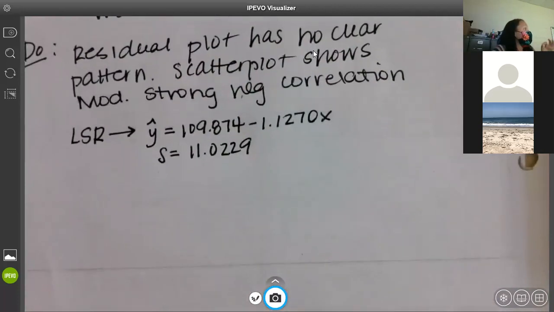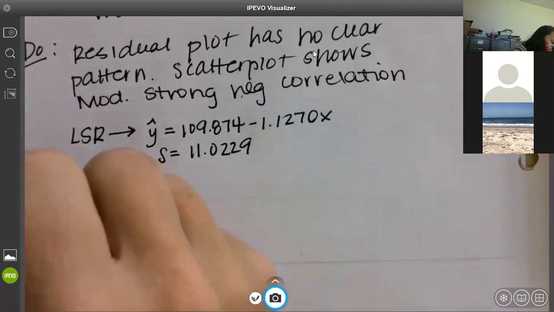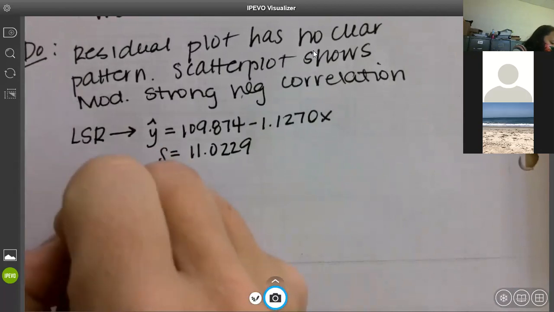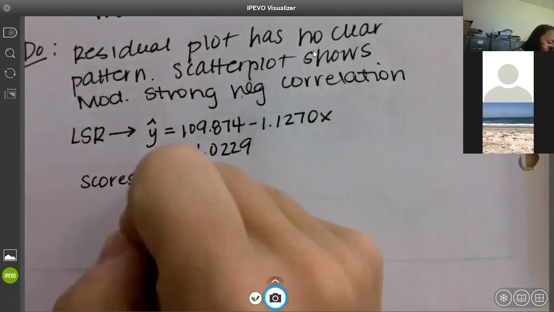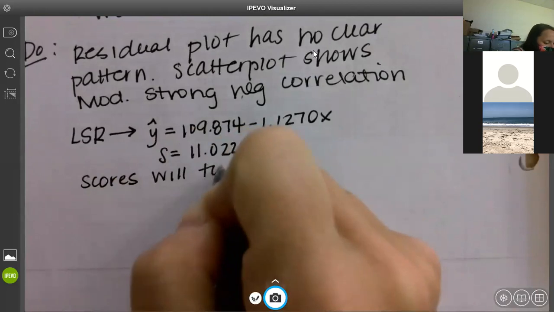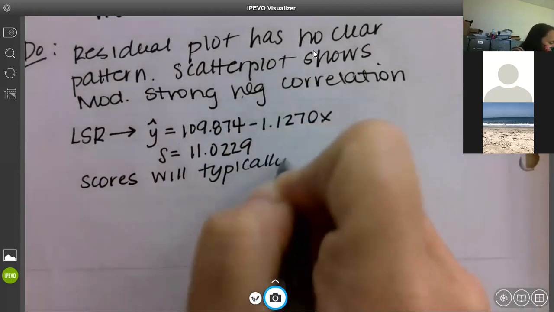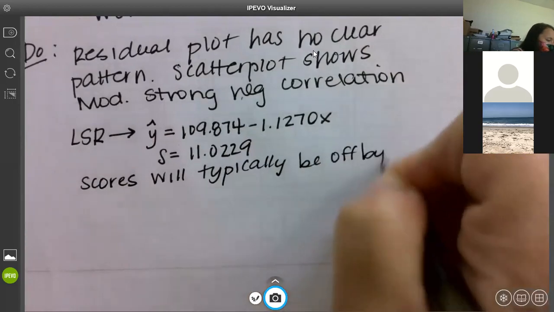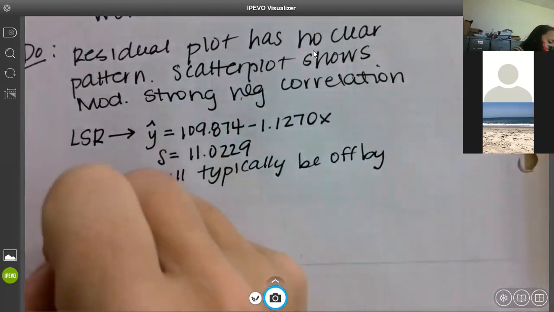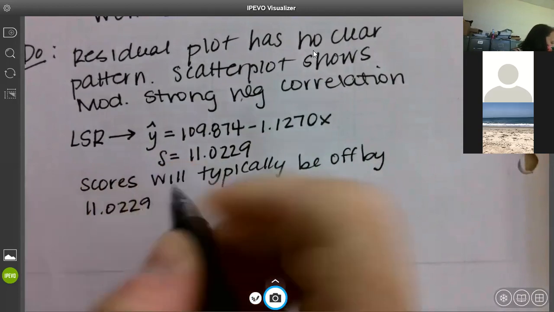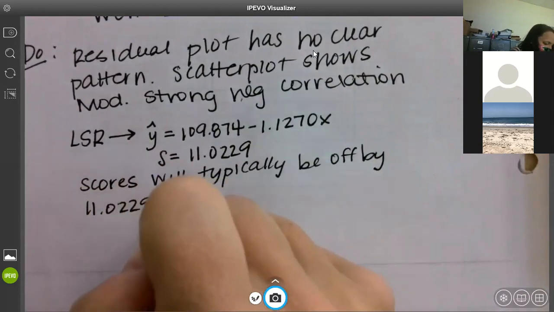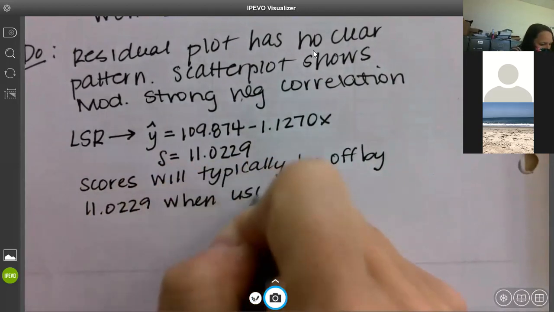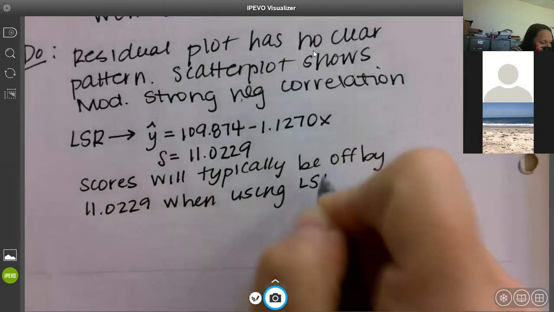What's standard deviation? If I interpret that S, what does it mean? How much is the average, the typical distance that a data point has from the line. So the scores will typically be off by 11.029 when using LSR. So why is this important?